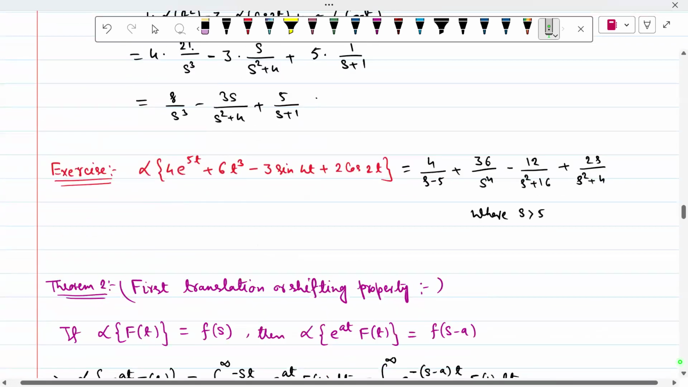So here is the exercise. You can note it down and try to solve it. I also give you the answer. You guys can try and check this one.